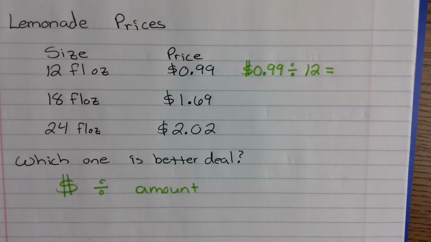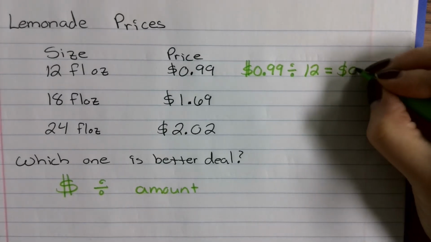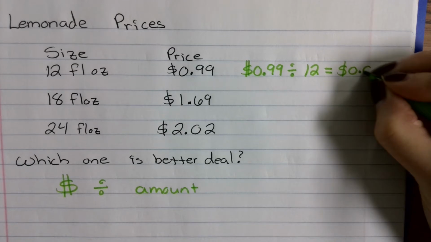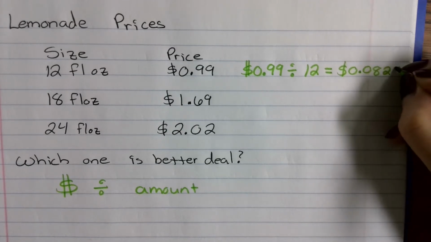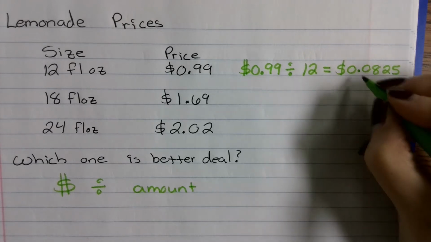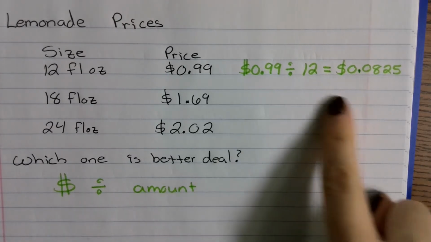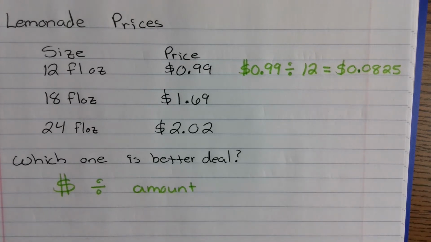99 cents and divide it by 12. And that's going to give me a unit cost of 0.0825. Now, obviously, that's not true money, is it? But for all intents and purposes, I don't want to round that yet.